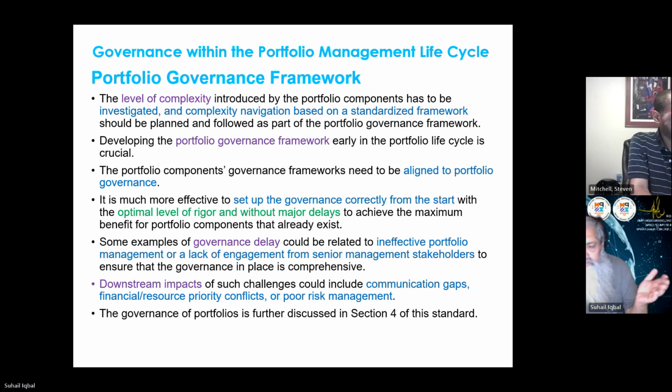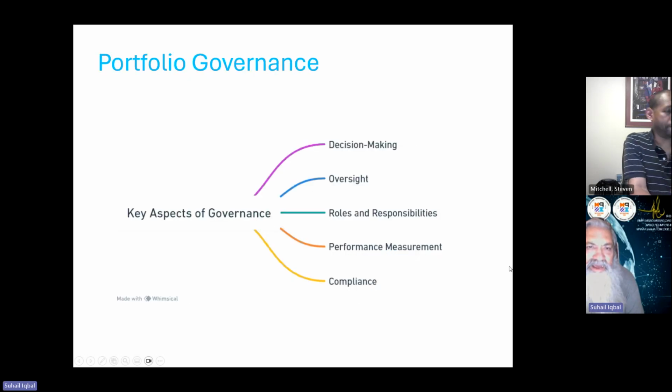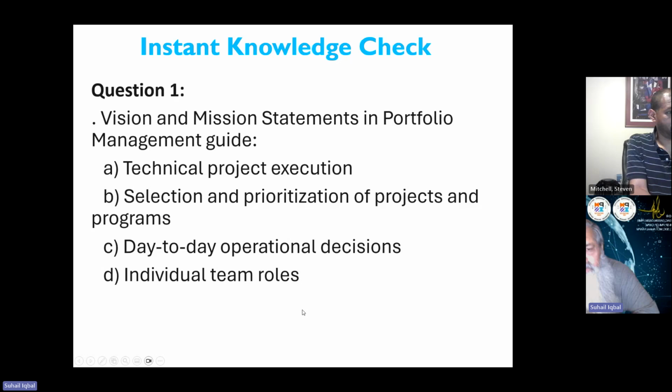So I think that is self-explanatory, and I can move on and see the key aspects of portfolio governance. As far as the governance is concerned, it should help in decision making. It should provide us the oversight guidelines. It should clarify the roles and responsibilities of the various roles involved during the portfolio management. How the performance measurement should be done, what the parameters for that are, and what the regulations and compliance requirements are. These are the major key factors, and your portfolio governance should address all of these in detail. We are done with this chapter, so we can start off with a couple of questions here.